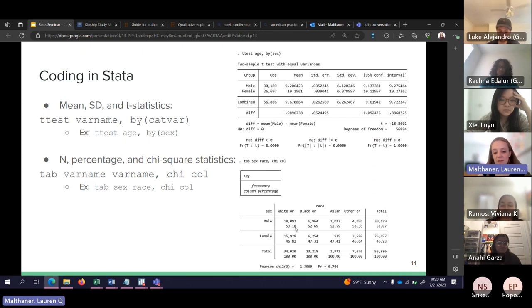You can see that 53.18% of males were white compared to 46.82% of females. You can also change this command to either be row or cell, depending on what type of percentage you want. And then you can see here at the bottom of this screen, it gives you a chi-squared test statistic of 1.39 and then a p-value of 0.706. So we would say here that there is not a significant difference, or not a significant association, between race and gender in this sample.